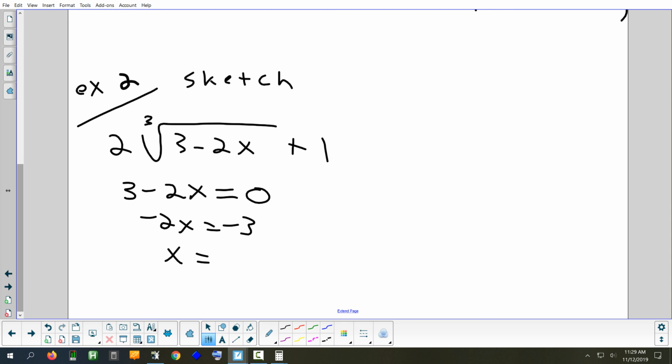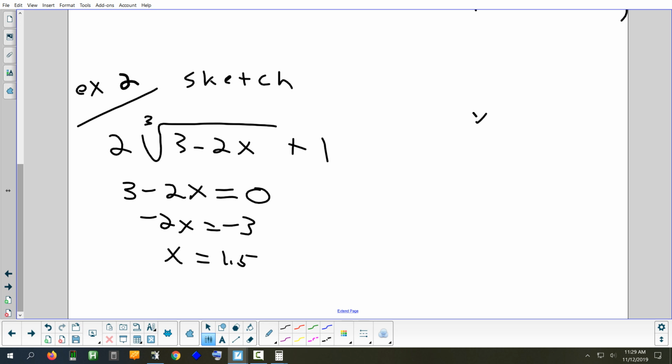Solve it. Take my minus 3 from each side, divide by 2. What's my x value? Let's do it as a decimal because that's easier to graph. What's it going to be as a fraction? 3 halves, yes. And then 3 halves as a decimal. What's 3 divided by 2? 1.5. Okay.